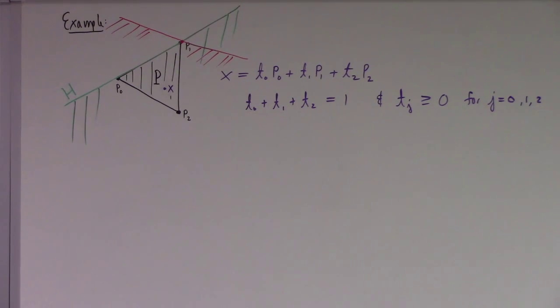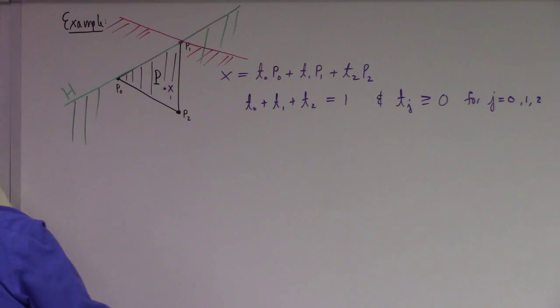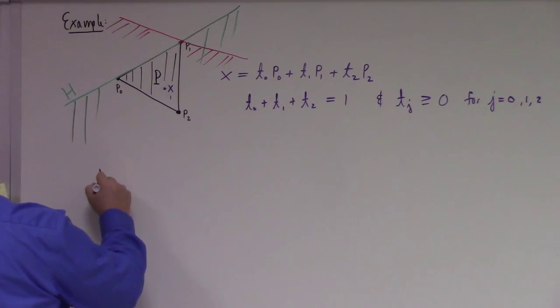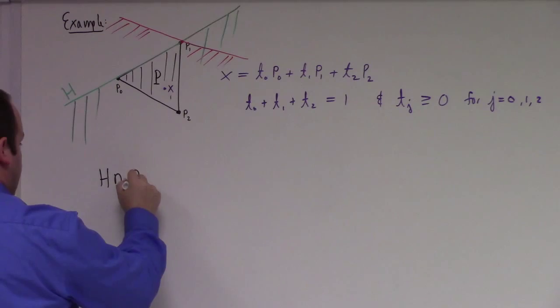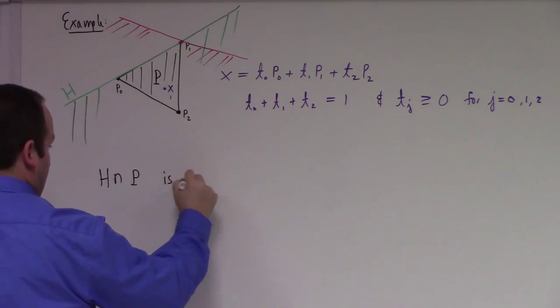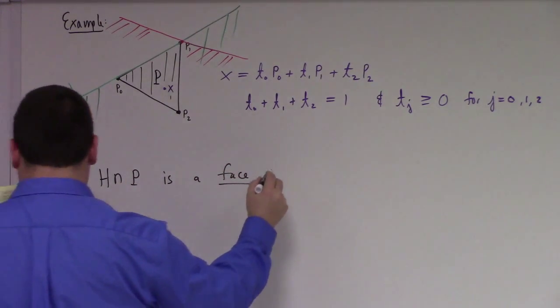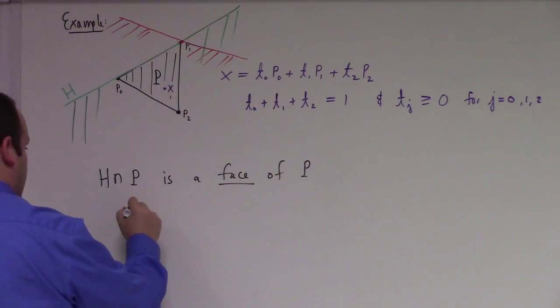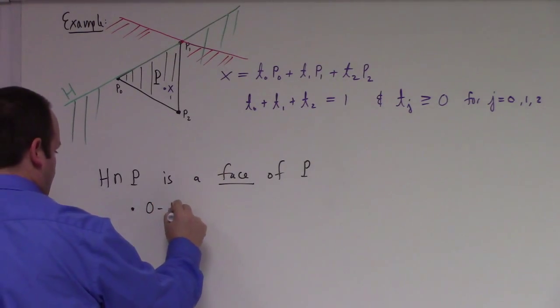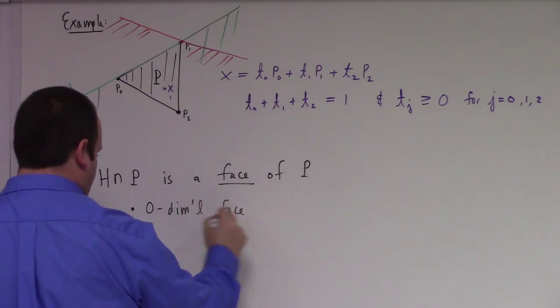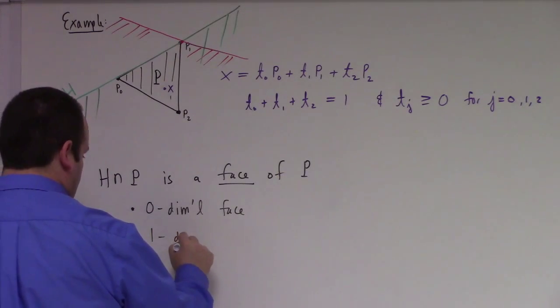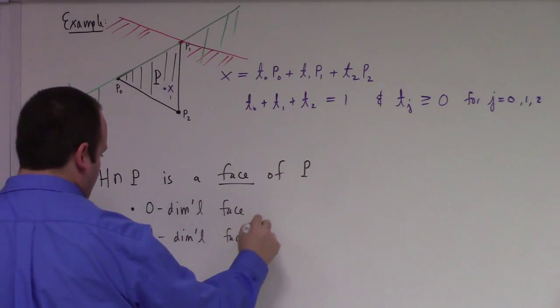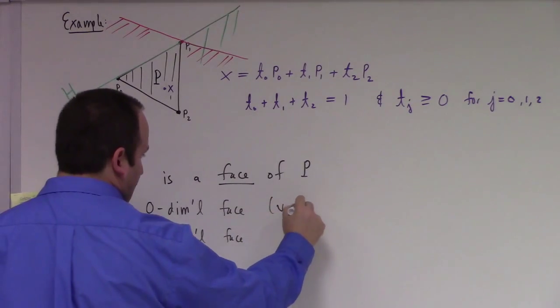All right, so this leads us to definitions of different things in a polytope. In particular, the intersection of the supporting hyperplane with a polytope is a face of the polytope. In particular, the 0-dimensional faces are called what? What are the 1-dimensional faces called? Vertices. 0-dimensional face, vertices, yeah.